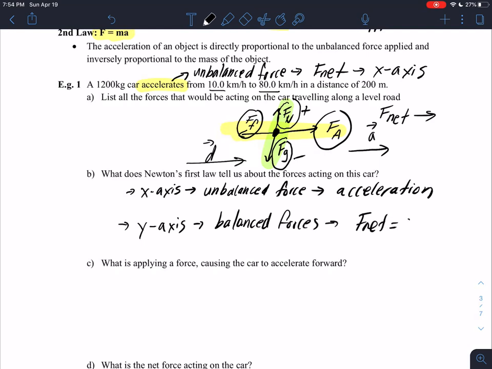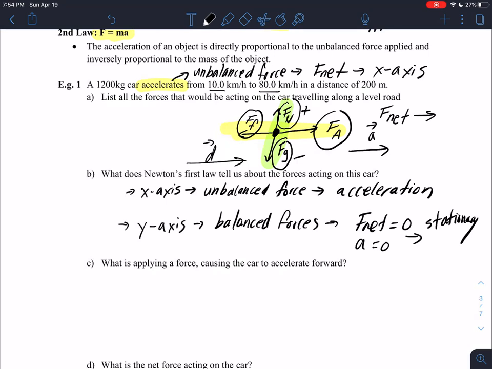Balanced forces essentially means that we have no net force, we have no acceleration, and our car is going to be either moving at a constant velocity along our y-axis, or it's going to be stationary. In the context of this question, I know that we're stationary along our y-axis.